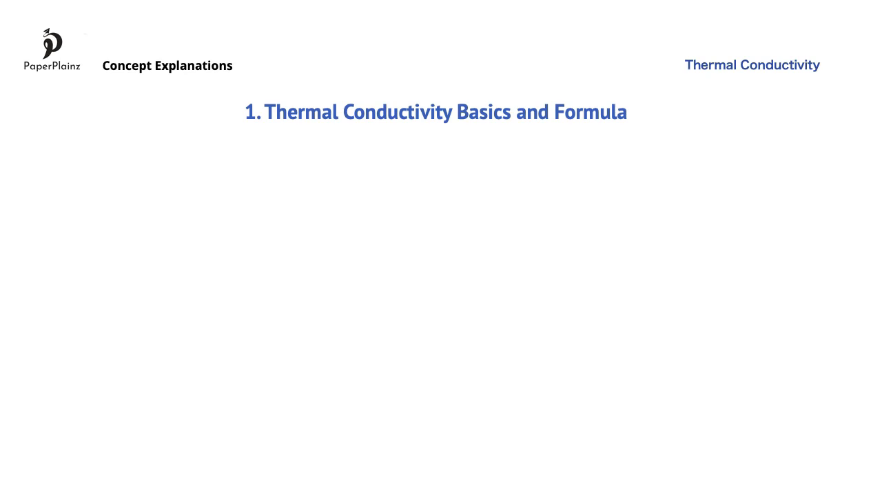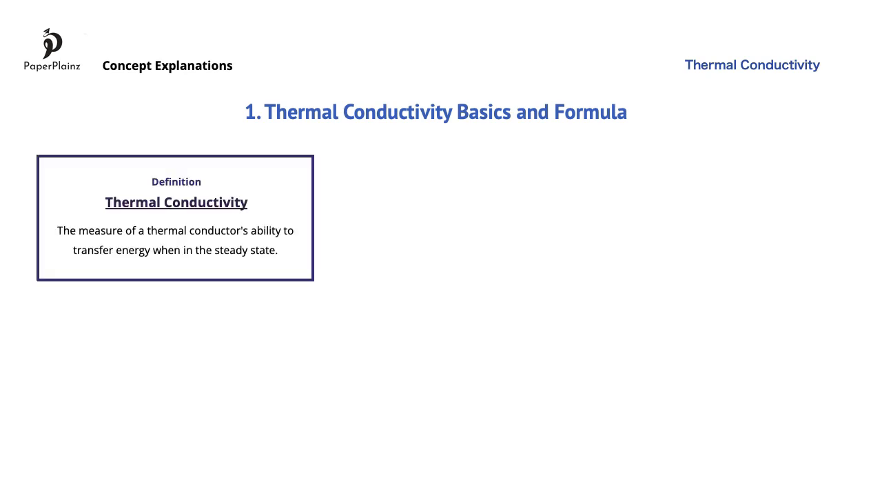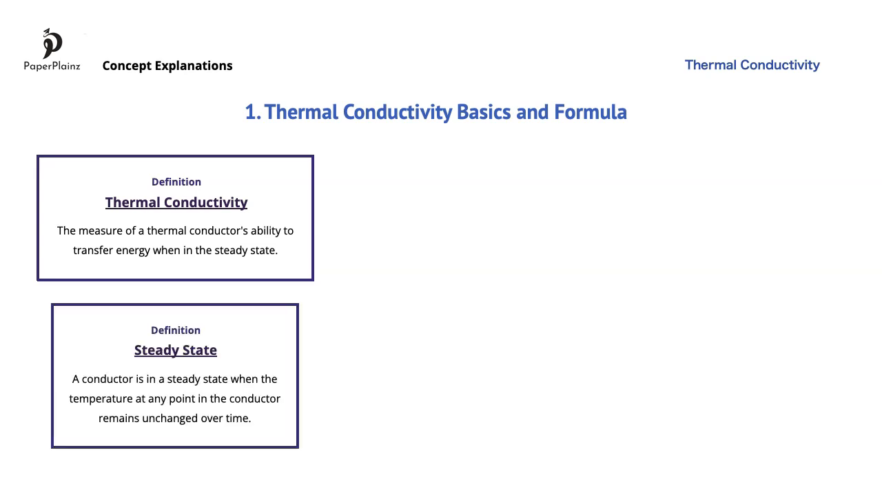So one way we can define thermal conductivity is that it is the measure of a thermal conductor's ability to transfer energy when in the steady state. We can say that a conductor is in the steady state when the temperature at any point in the conductor remains unchanged over time. Let's move on to unpack these definitions and then see how we get the formula that includes thermal conductivity.